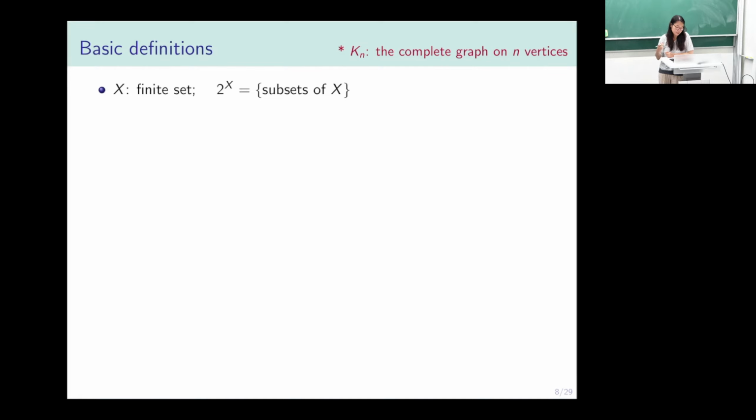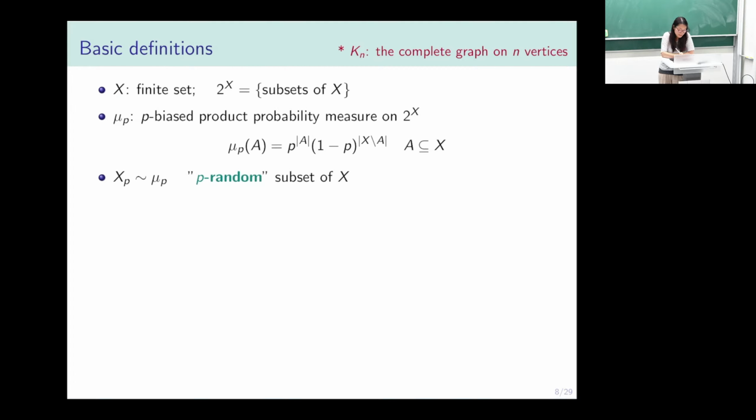As I said in my earlier slide, our work is in a more general setting. Here we use X for a finite set, and this X can be anything. We don't necessarily stick to random graph theory. X is just any finite set, and as usual, 2 to the X is the power set of X. We use mu p for the p-biased product probability measure on 2 to the X, which means for any subset A of X, mu p of A is defined to be p to the size of A times 1 minus p to the size of the complement of A. And we use X_p for the random variable whose distribution is mu p.